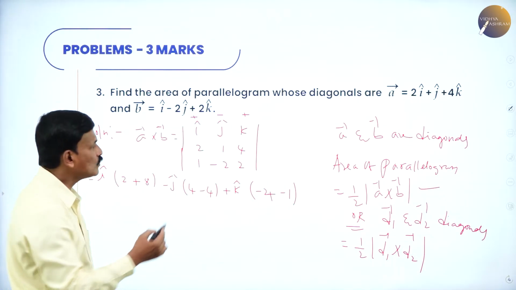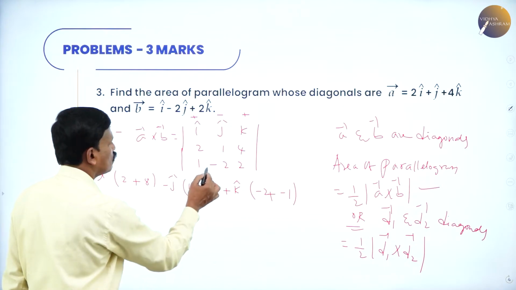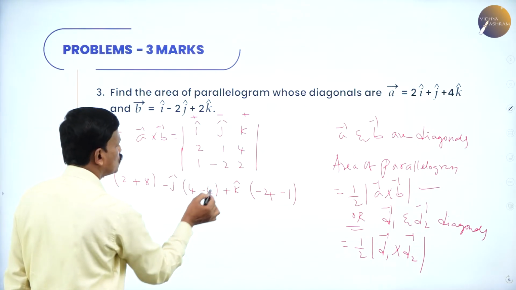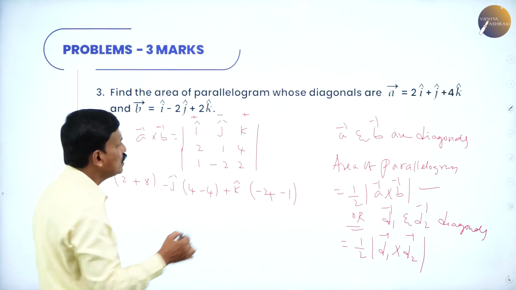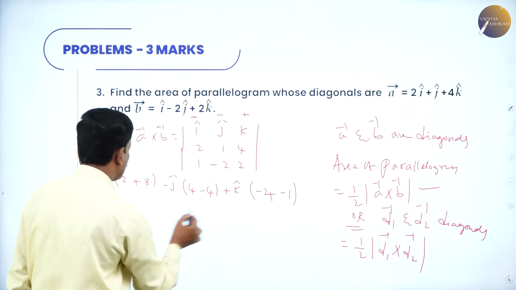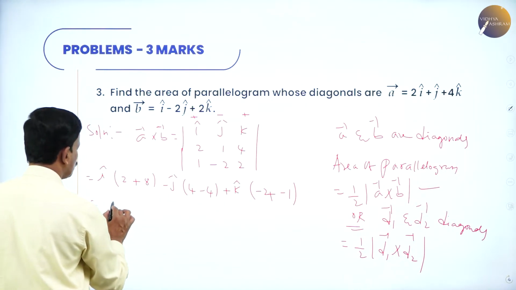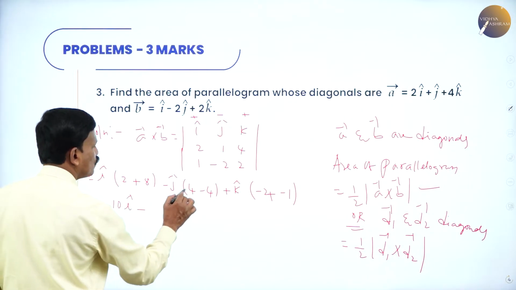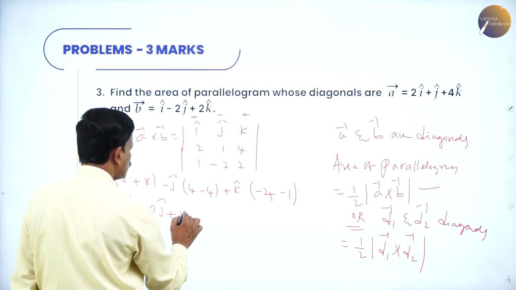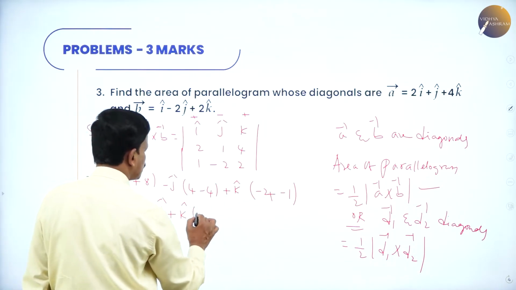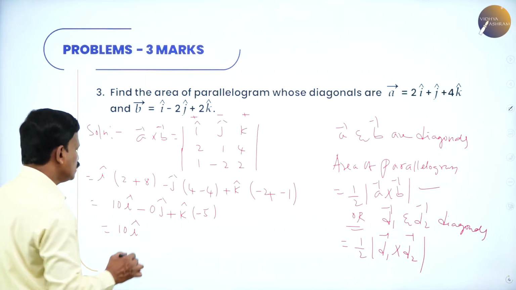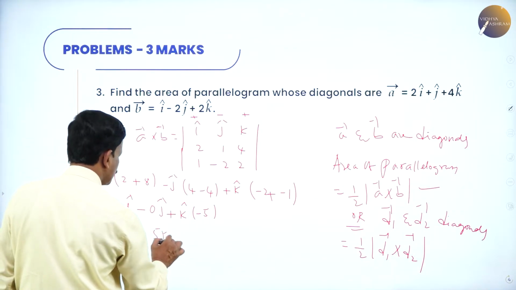Let us check once again. I into 1 2s are 2, minus into minus plus, 2 4s are 8, minus j into, this row and column is gone, 2 2s are 4, minus 1 into 4 is 4, plus k into minus 2 2s are 4, minus 1 into 1 is 1. So, 8 plus 2 is 10 I cap, 4 minus 4 is 0 j cap, again plus k cap into minus 4 minus 1 is minus 5. So, this can be written as 10 I cap, 0 j cap, minus 5 k cap.